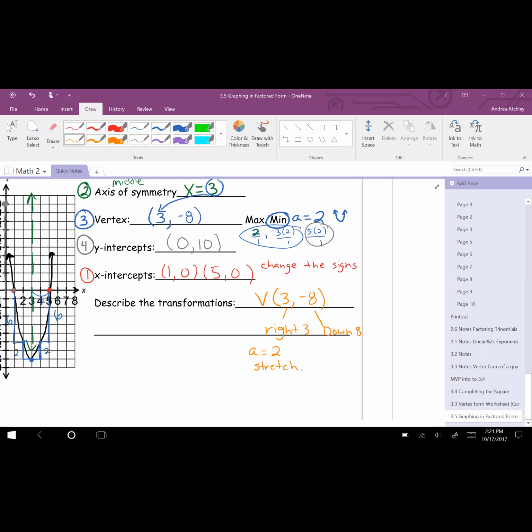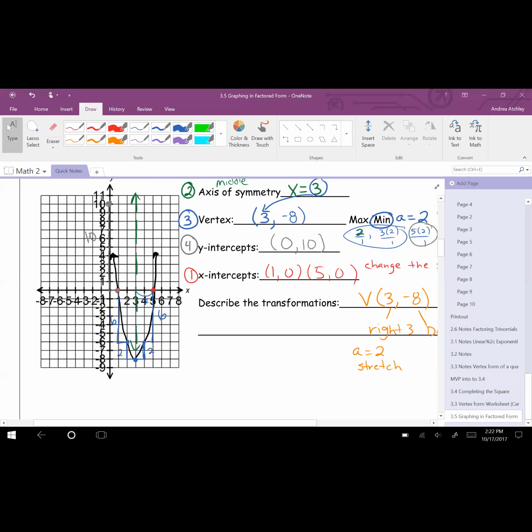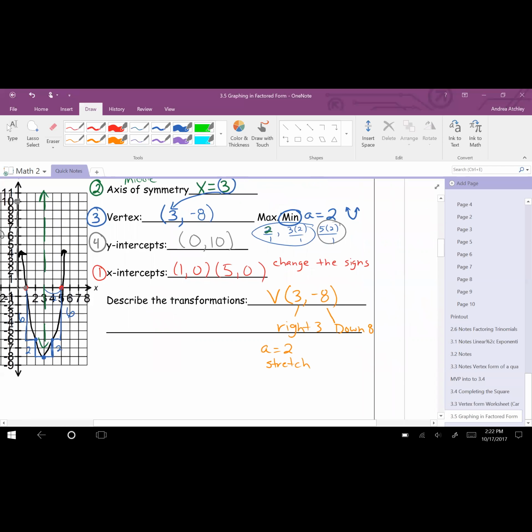Yes. I used the next pattern rate of change, the 5 times 2 over 1. So from my x-intercept, I went over 1 and up 10. Because that's where it would show where I'm crossing the y-axis. Any other questions? Okay, next one.